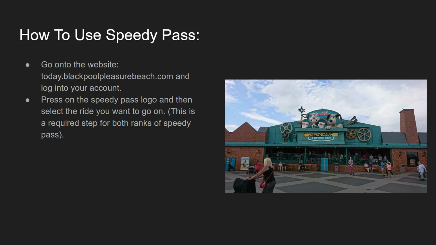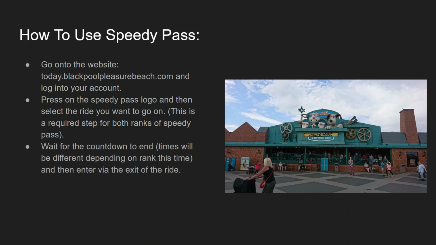So it's just trial and error really with your Speedy Pass, because when I used it, sometimes I wouldn't find the Speedy Pass tab in time, and I started to panic. But if you go onto your booking, you can find your Speedy Pass there anyway. And this is a required step for both ranks of Speedy Pass: to go on the app and press on the ride that you would like to go on using your Speedy Pass.